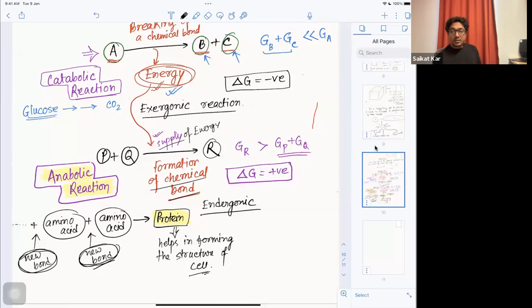Okay, very good. Manikant is asking, sir, when G will be positive, then the reactions will be anabolic, or is there any exception?